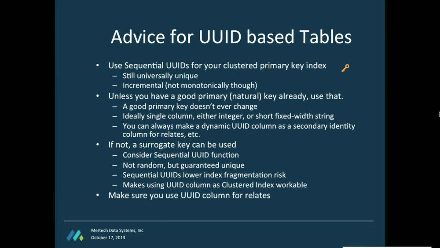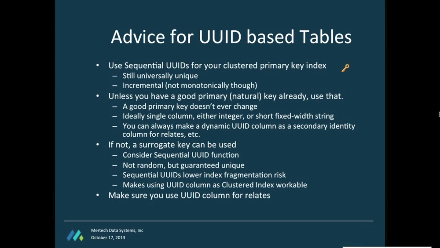And of course, ideally, you want your primary key to be a single column, an integer, or maybe a short fixed width string. So if you don't have a good natural primary key, a UUID, especially a sequential UUID, can serve as a surrogate key in this case. And we, of course, still get to keep our uniqueness. We keep the incremental nature. So basically, they work really well in this scenario.